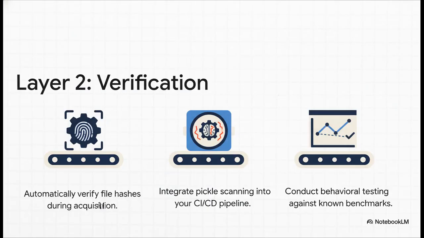Now for layer 2. This is where the technical checks and balances come in. First, automate hash verification. This just makes sure the file you downloaded is exactly the one the publisher intended. Second, and this is non-negotiable, you have to integrate Pickle scanning directly into your CI/CD pipeline. This will automatically check for malicious code. And finally, you should be running behavioral tests against known benchmarks to spot any weird, unexpected performance issues.